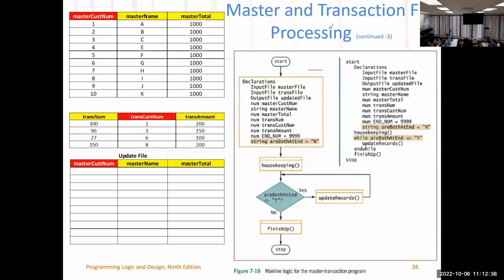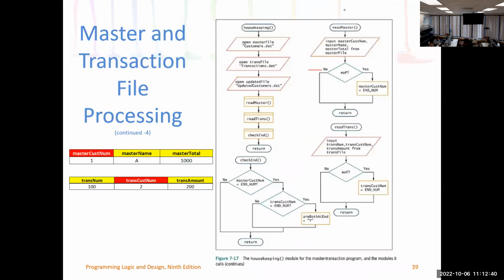You can see for this one here. Here, you can see read master. Take out the first record from the master file. Right? Read transaction. Take out the first record from the transaction file. Right? Okay. Now what happened here? When you have one record from the master file and one record from the transaction file, what do you think you have to do here?